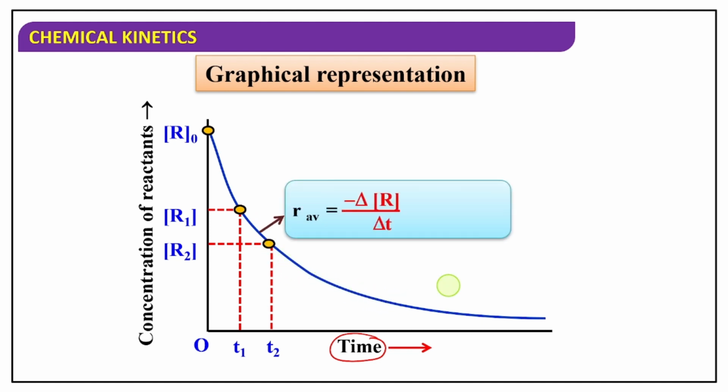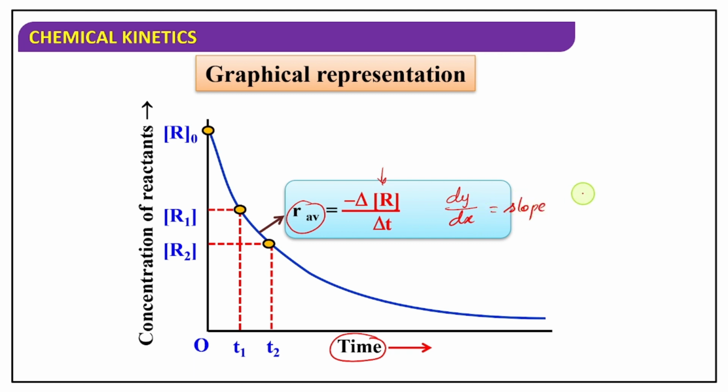Got it? Now, what's the use of plotting this graph? It's for finding the average rate of the reaction, right? How to find it out? On the y-axis, I have taken the concentration of the reactant, so the change in concentration. On the x-axis, I have taken time, so the change in time. So this is nothing but the slope.